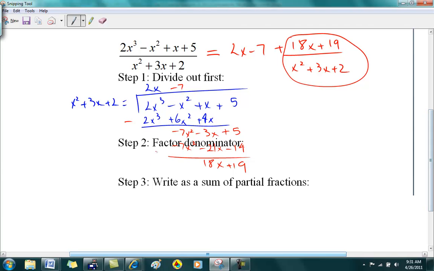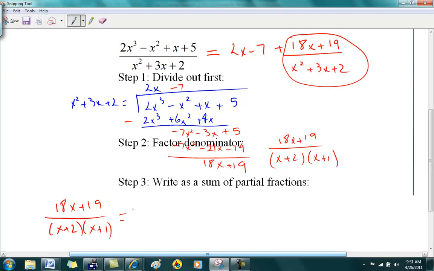So step 2 says factor the denominator. So really what I'm going to do is work on this guy and factor him out. So get x plus 2, x plus 1. Okay, so I want to write this in partial fractions. So then 18x plus 19 over x plus 2, x plus 1 equals a over x plus 2, linear factor, plus b over x plus 1.